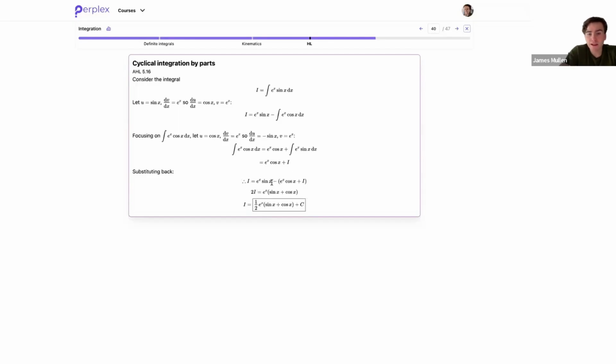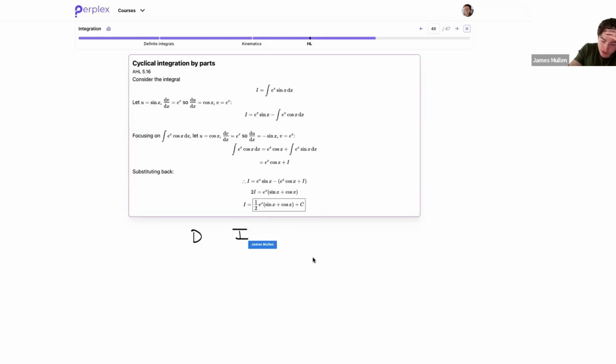I is equal to e to the x sin of x minus e to the x cos of x, again minus I. So I move the I to the other side. And now I have 2I is equal to e to the x times (sin of x plus cos of x). I divide by 2, and I find I is equal to half e to the x times (sin of x plus cos of x), all plus c. Okay? So that was tricky, and I can show you how to do this using the DI method again.